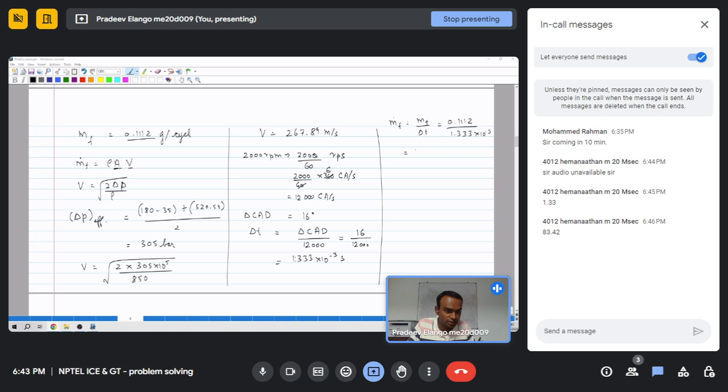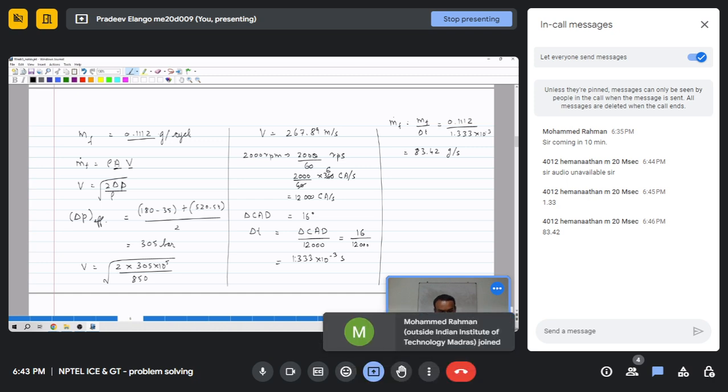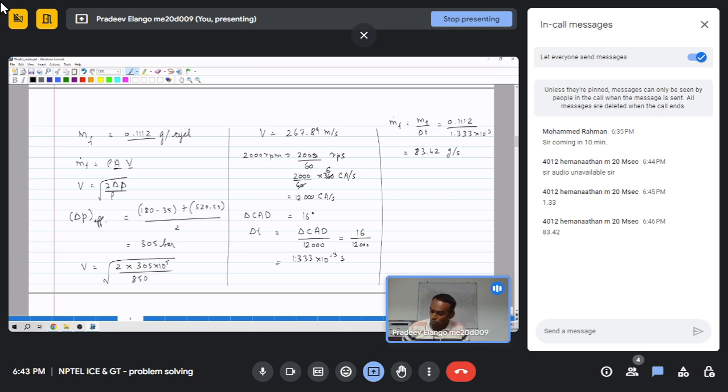Okay, so this is 83.42 gram per second, because we had just confirmed. Yeah, so this is 83.42 gram per second. So now we have got m dot f. Next is to calculate the orifice area.